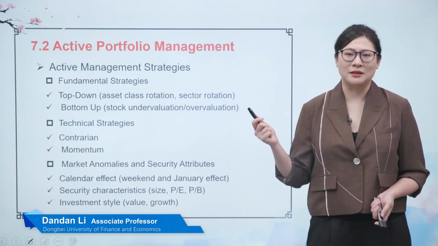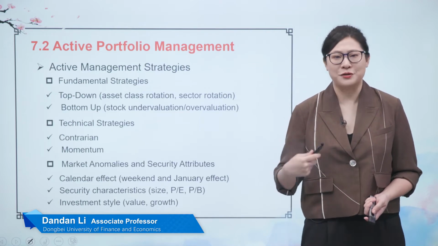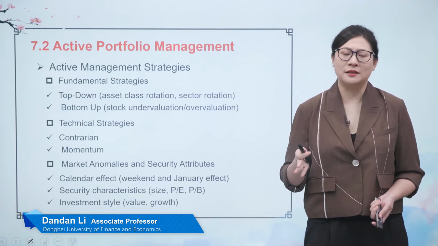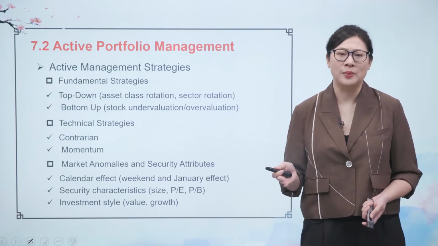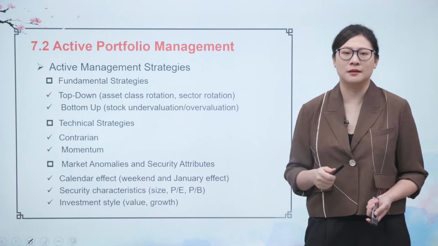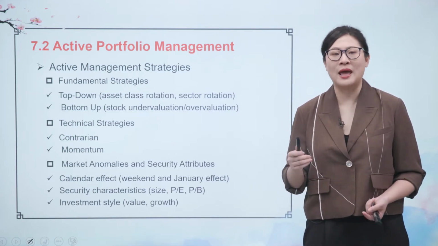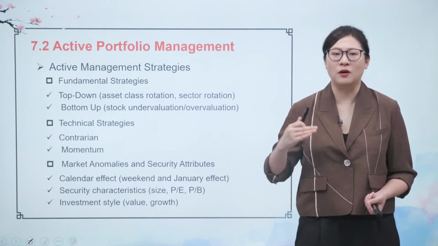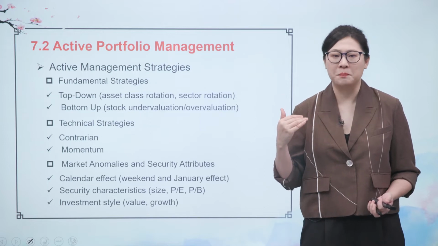The next question we will talk about is the active management strategy. How many strategies can we use to construct our active portfolio? The first group is called the fundamental strategy. For the fundamental strategy, we have top-down and bottom-up. For the top-down, I think you have learned that before.